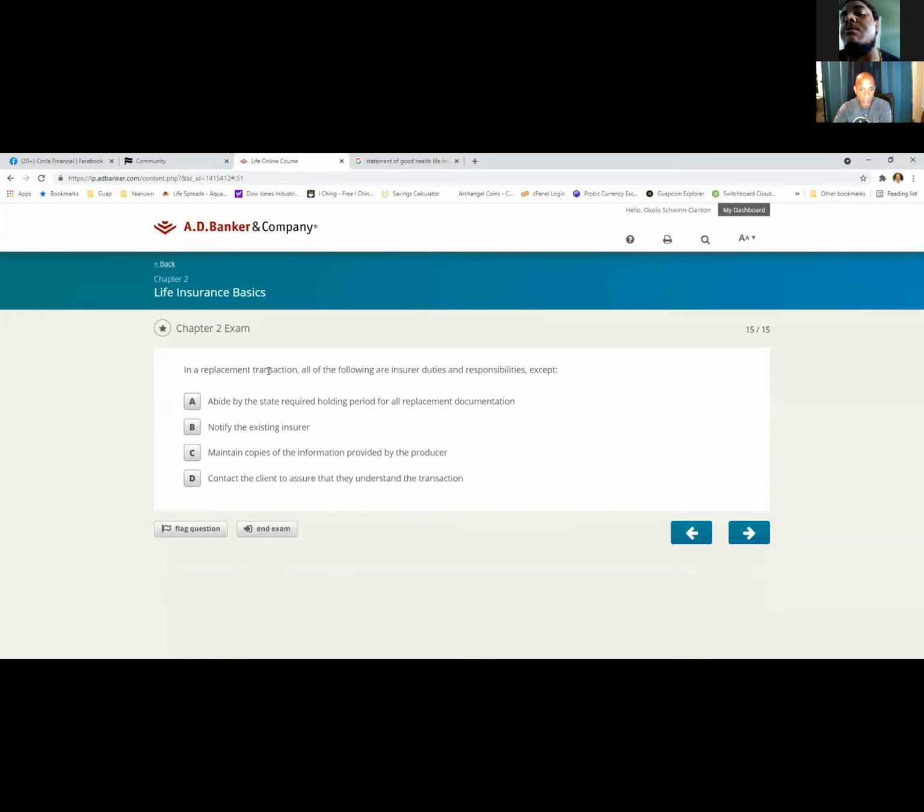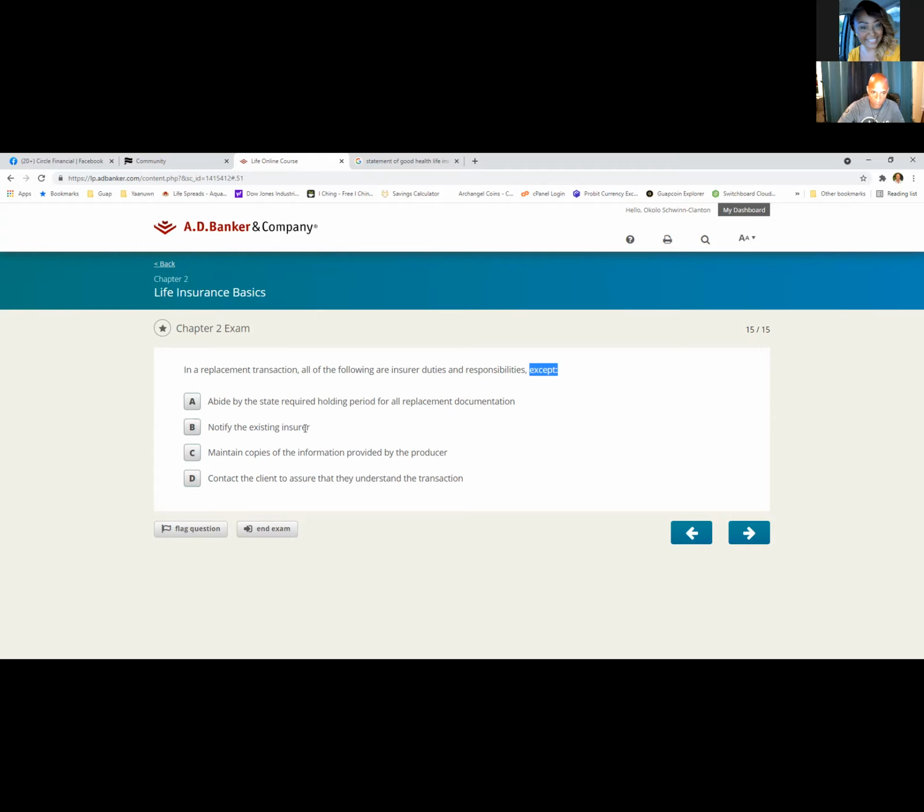In a replacement transaction, all of the following are insurer duties and responsibilities except: abide by the state required holding period for all replacement documentation, notify the existing insurer, maintain copies of the information provided by the producer, contact the client to assure that they understand the transaction. This is an except one, so let's really pay attention. These are the ones that catch people up. All of these must be done except abide by the state required holding period for all replacement documentation.